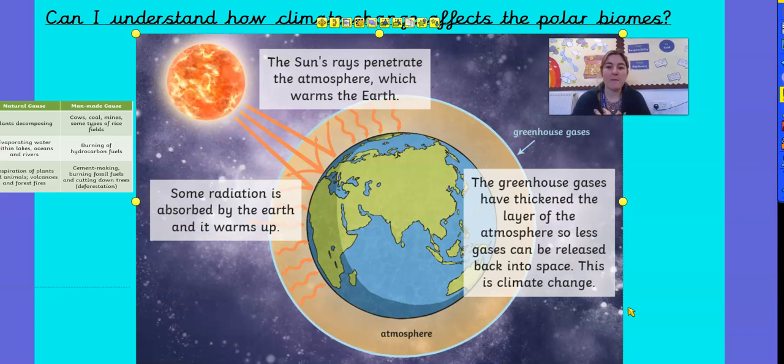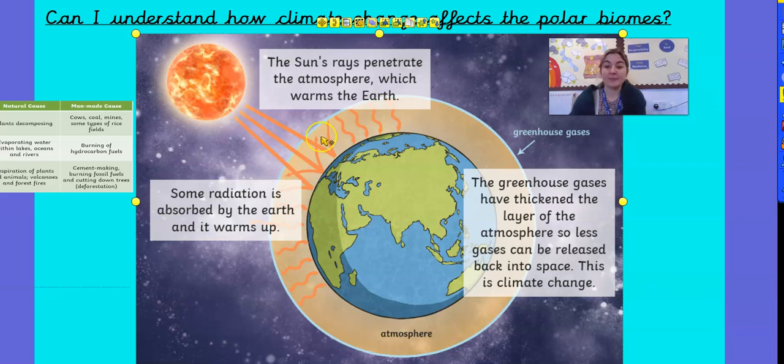Now, the sun's rays penetrate the atmosphere, and this warms the Earth, just like we spoke about before. And this is really important, that this is still able to happen. So it warms the Earth up and provides us with the sunlight that we need.